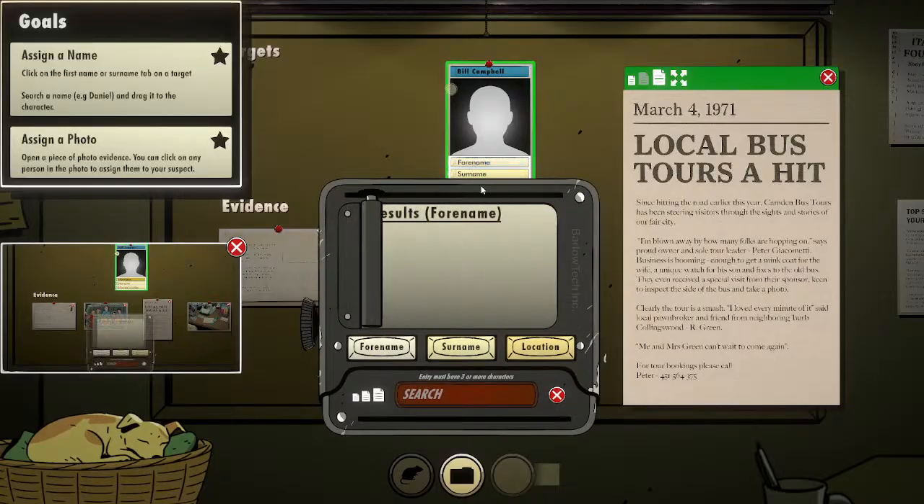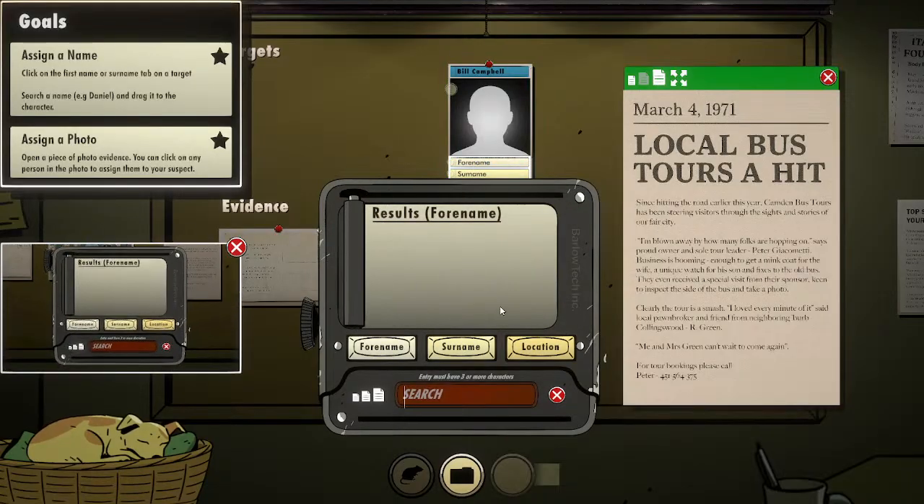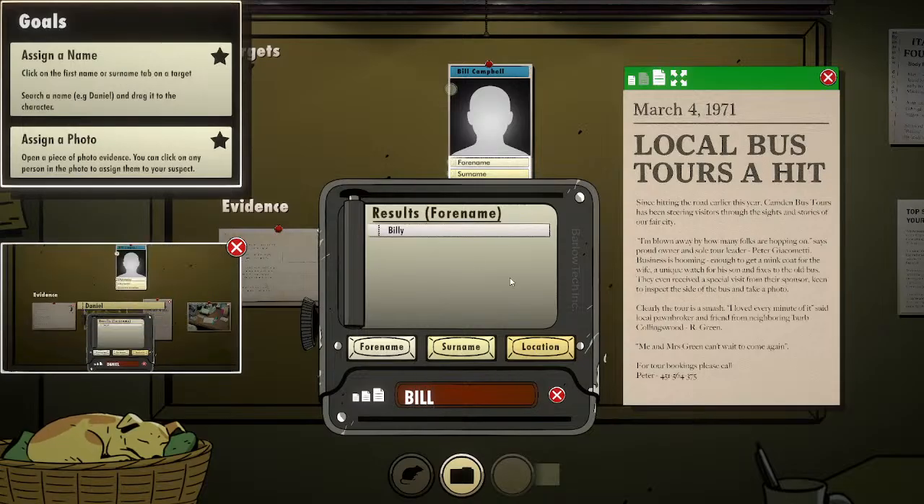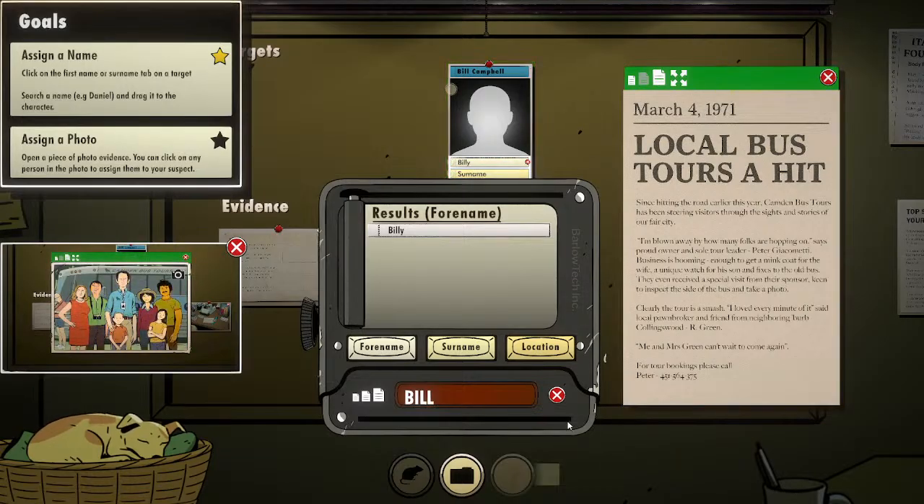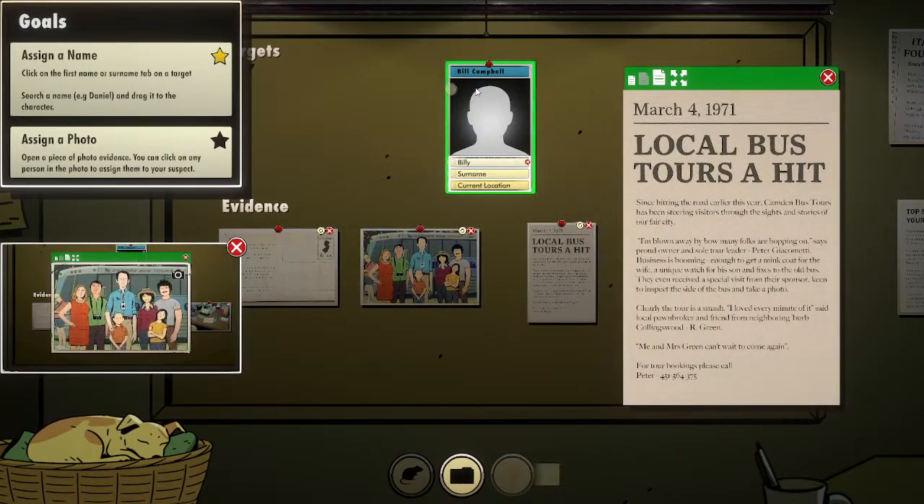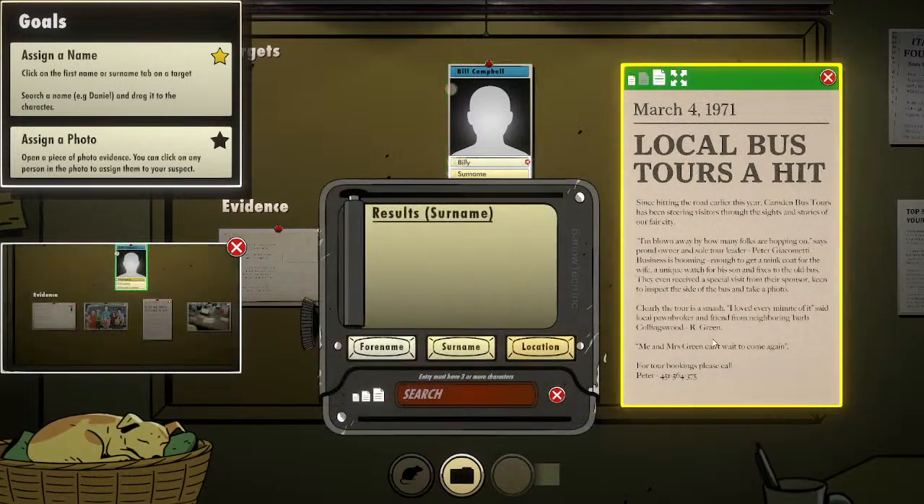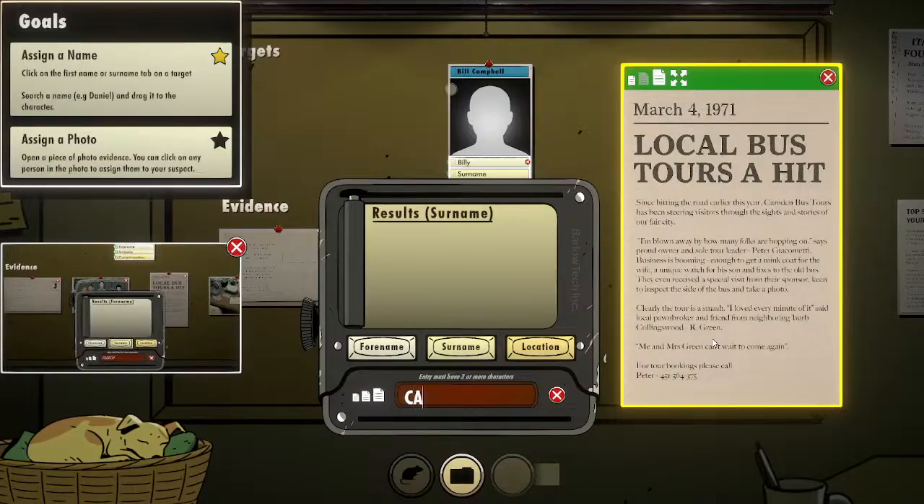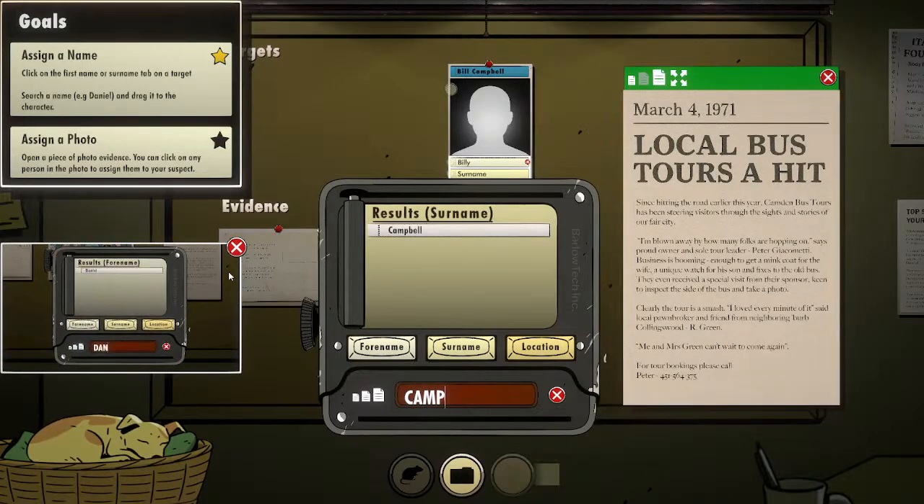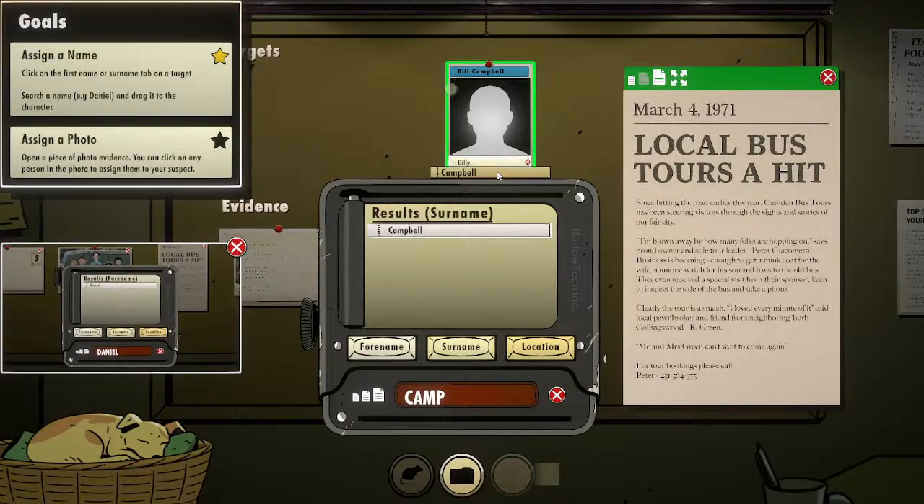Bill? Well, we know this person's, I guess for the tutorial it just has the name as well. Billy is the only result. Okay. I'm not crazy that it says Bill Campbell here because it's the tutorial and it's trying to teach me how to put in a name, right? It's not more complicated than that.